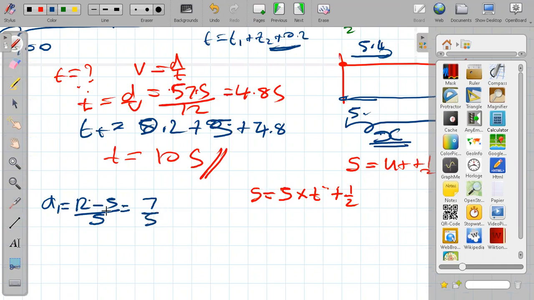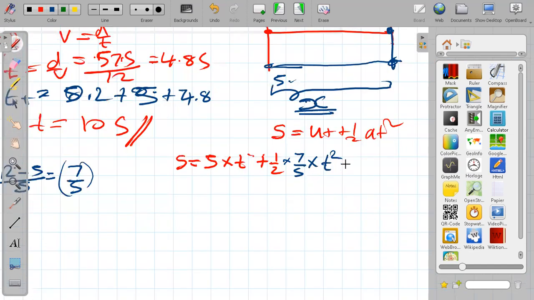Just leave it like this. Don't substitute. So 705 times t square. Time is also going to be the same. This is equation number 1. For the second guy, I have to write the same equation.